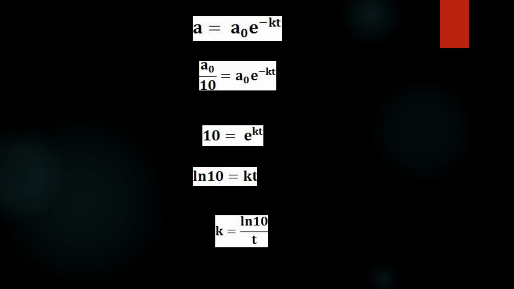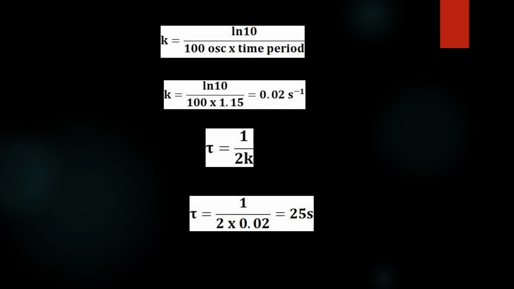A is equal to A0 into e raised to minus kt. When A becomes A0 by 10 in this equation, you can cancel A0 and A0. So it will become 1 by 10 is equal to e raised to minus kt, or taking the reciprocal, it becomes 10 is equal to e raised to kt, or when you take the logarithm, log 10 is equal to kt, or k is equal to log 10 by t. Now here k is log 10 by t, where in the denominator our t is the time required for 100 oscillations.